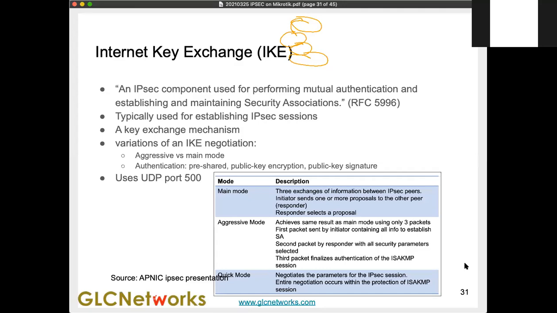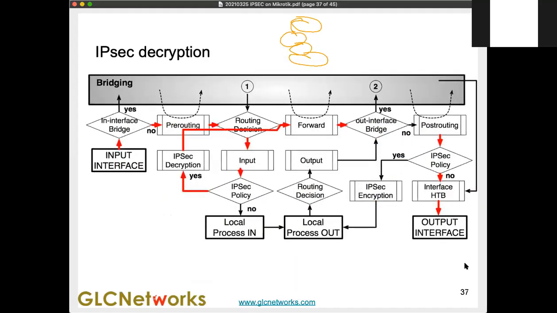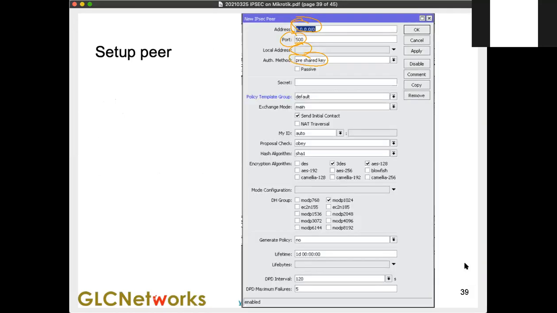Yeah, this one, right? Pre-shared, public key encryption, or what? If it is easier, you can use pre-shared key, okay? And then you put a secret for the pre-shared key, and then here's the template group, and then here's the encryption algorithm, okay? Both parties must be similar. And then here's the Diffie-Hellman group. And then if you check here, you generate policy or not.